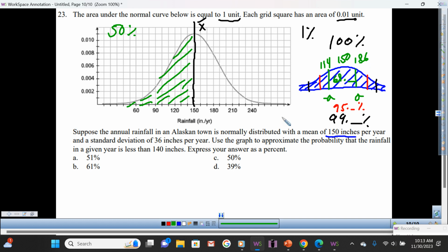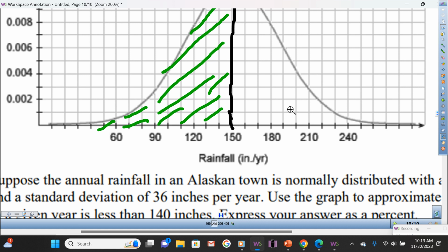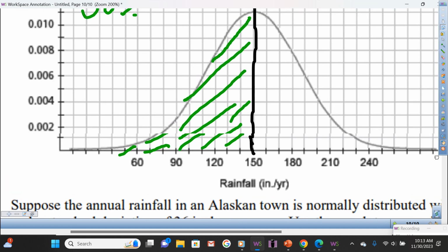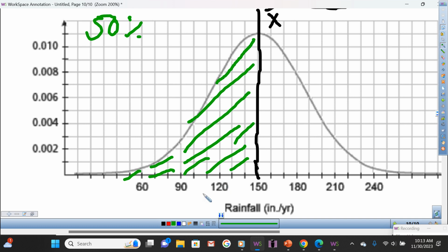All right, so let's continue with this. It says, use the graph to approximate the probability that the rainfall in a given year is less than 140 inches. So let me zoom in. What's our mean, guys? 150, but they want us to start below what? Below 140, is that correct? So here's 140, right there, because this is 130. So now I'm starting from 140.